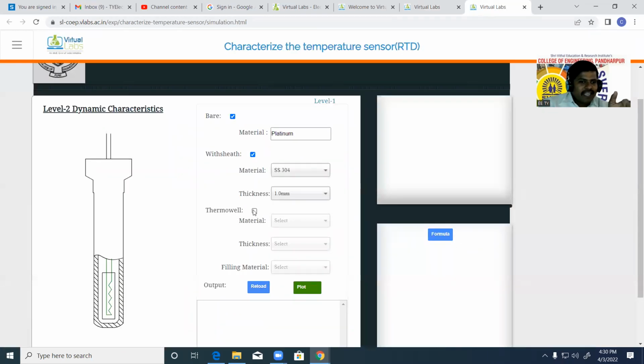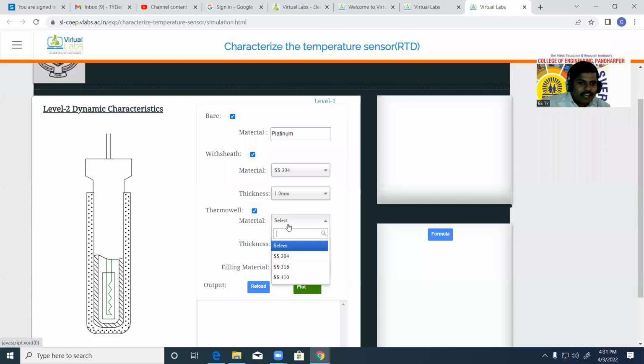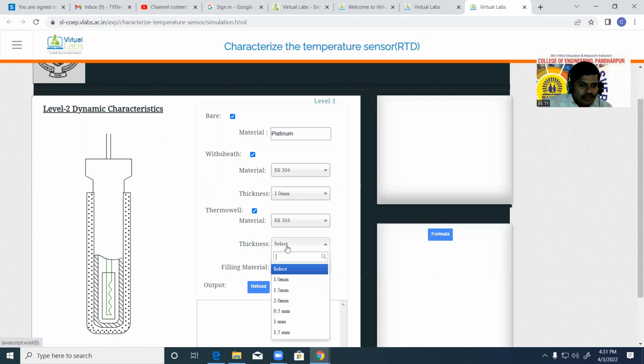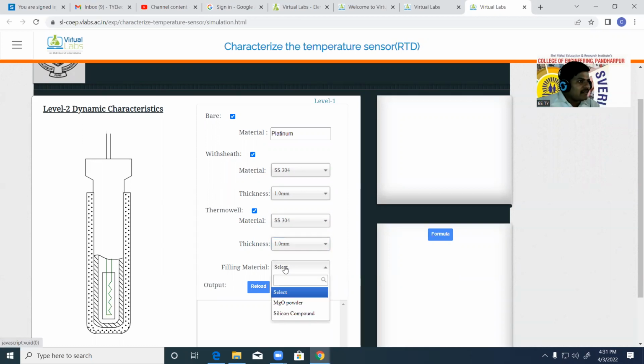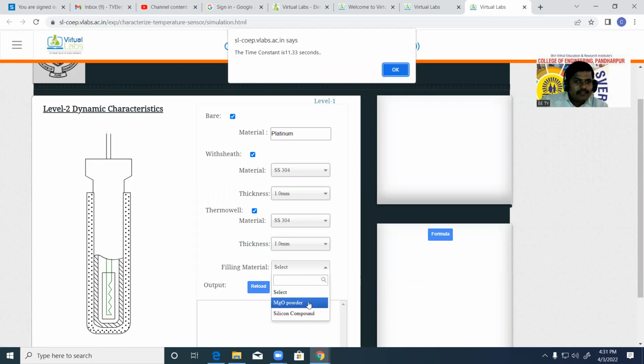Suppose I am considering thermowell here, see, the casing has come around this. Okay, now select the material. Suppose we are selecting SS304, thickness 1 mm, and we are selecting filling material, magnesium oxide powder, so Mg. Now see the time constant, it will be calculated by using the formula. So it is 11.33 second.